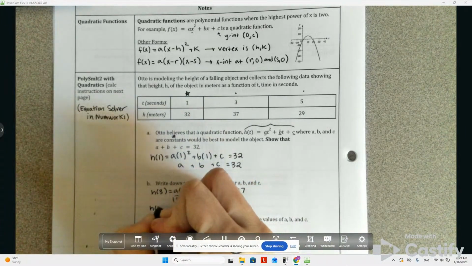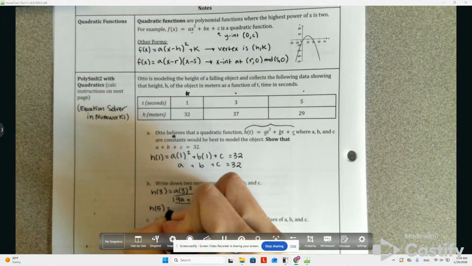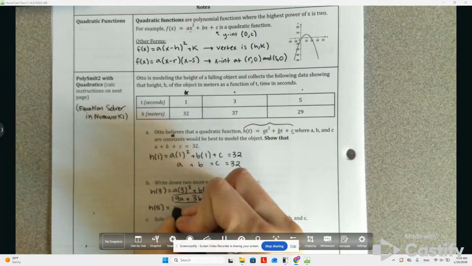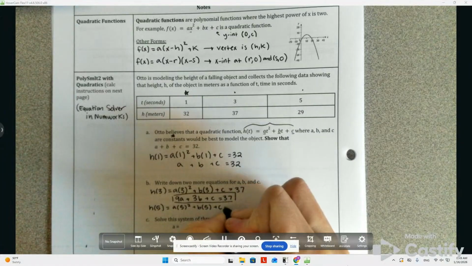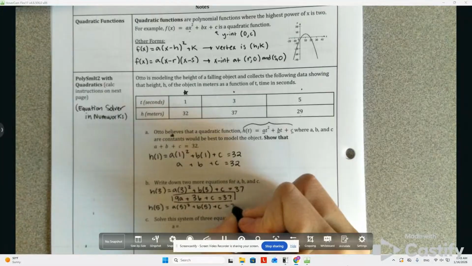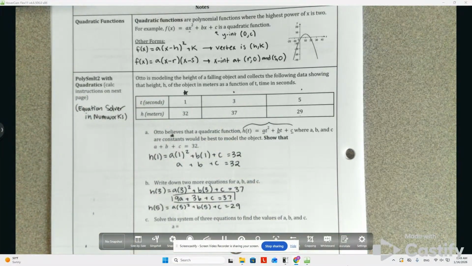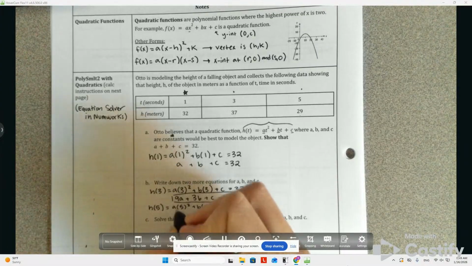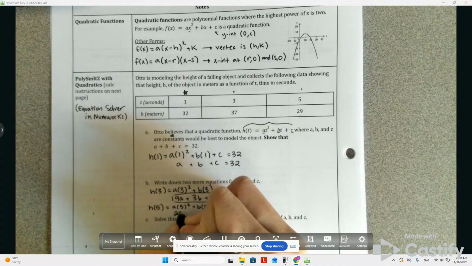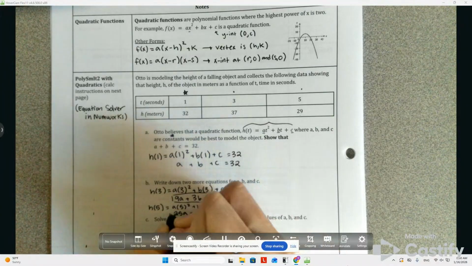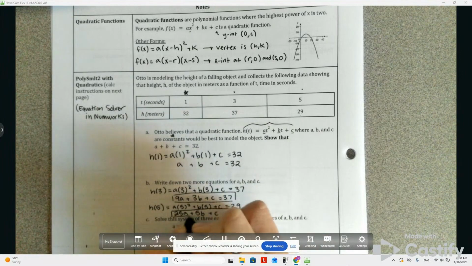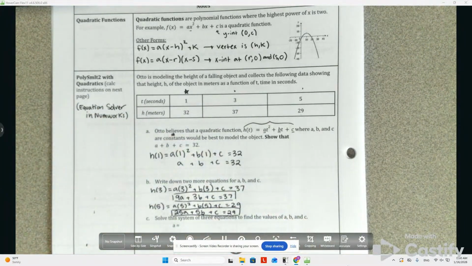And then our next one will be what we get when we do h of 5, where we put in 5 for t. So it'll be a times 5 squared plus b times 5 plus c, and our output here is 29. So this will equal 25a plus 5b plus c equals 29. And that will be our third equation. Solve this system of 3 equations to find the values of a, b, and c.